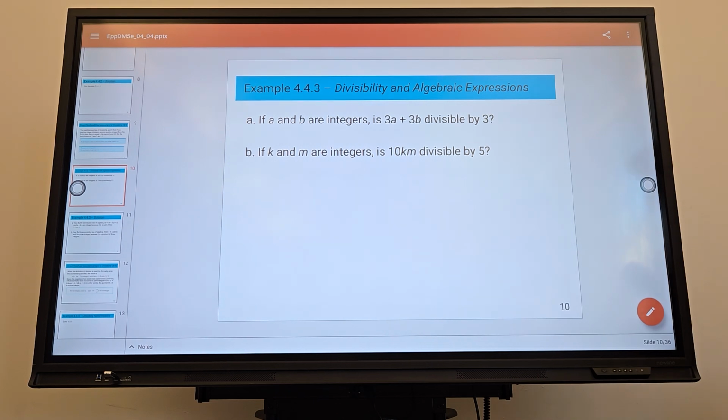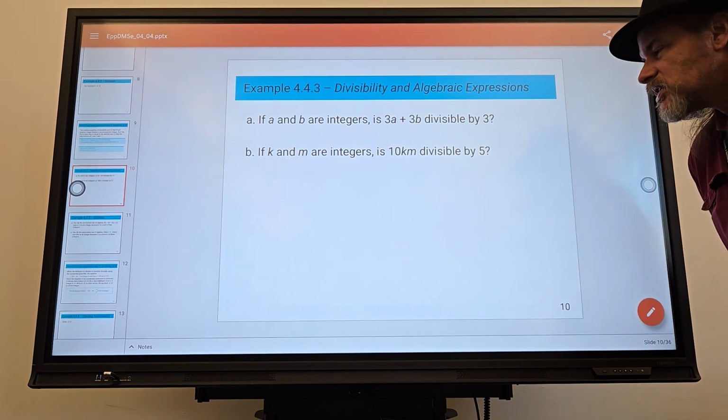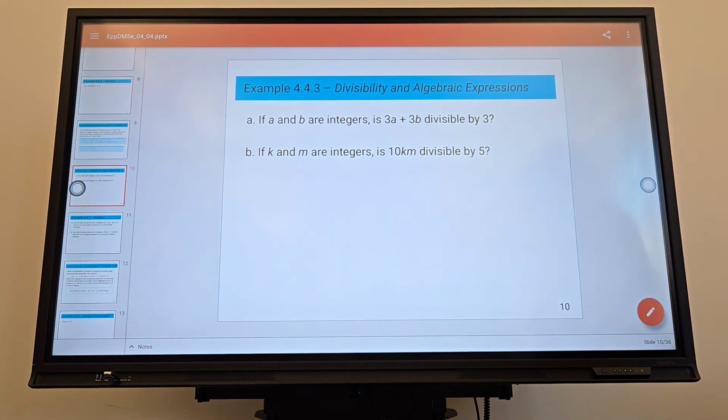If a and b are integers, is 3a plus 3b divisible by 3? Yeah, because you can factor out the 3, and then a plus b is an integer because the sum of integers is an integer, so you have 3 as a multiple of an integer.